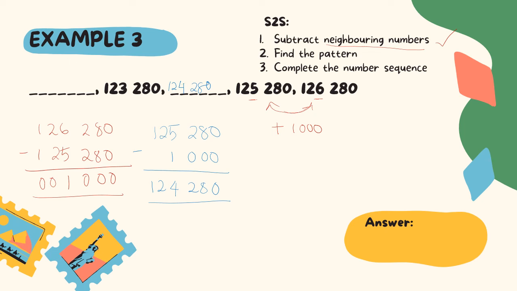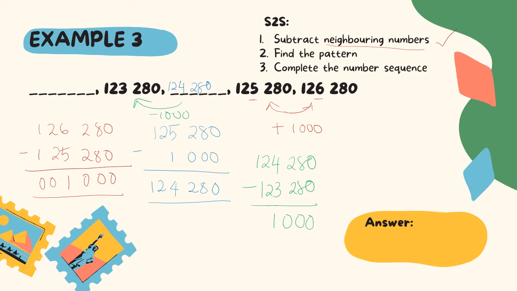Now we want to see if our pattern is consistent. So let's take that number, 124,280 minus the second number, 123,280. So we have 0, 0, 0. 4 minus 3 is 1. And 12 minus 12 is just 0. So yes, we are consistent. So we have found the pattern, which is minus and plus 1,000.